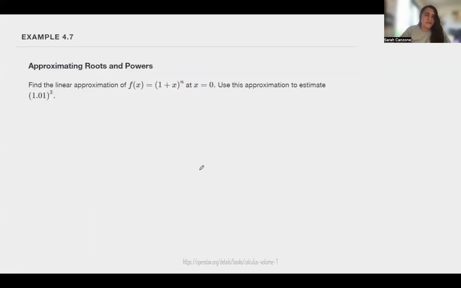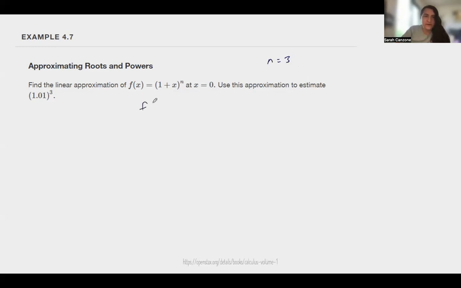All right, let's do another example. So this one says, find the linear approximation of f of x equals 1 plus x to the n at x equals 0. Use the approximation to estimate 1.01 to the 3. So this one's a little bit tricky because they don't exactly give you the values right off the bat. You kind of have to figure out exactly what you're looking at. First, they give you n up here, but you see that you have a 3 here. And so what that tells you is that you're actually looking at n to be 3.